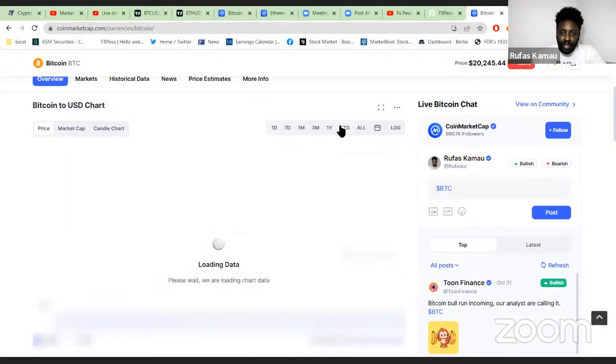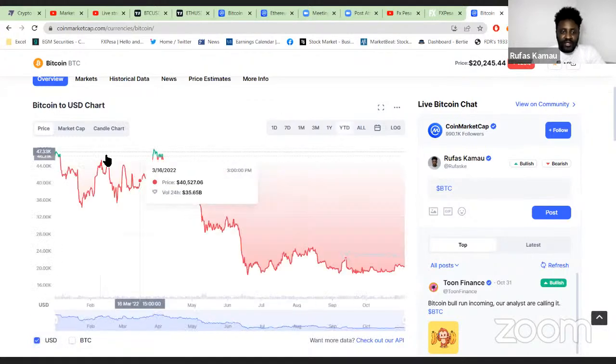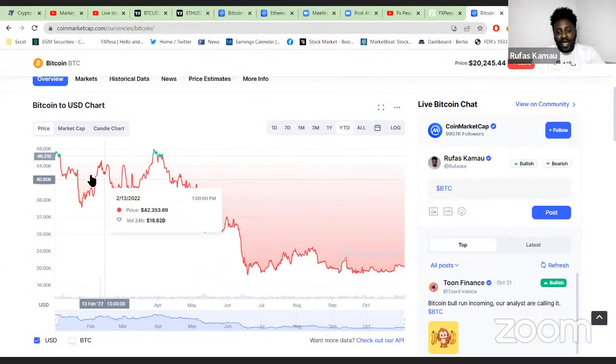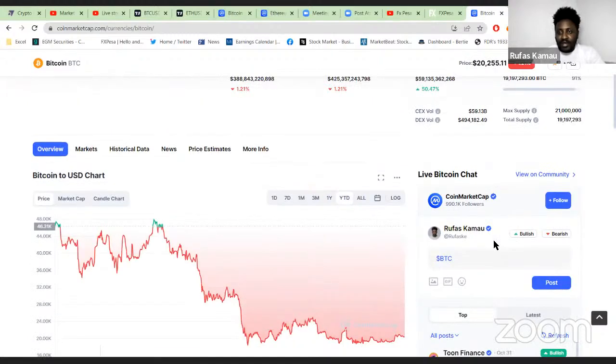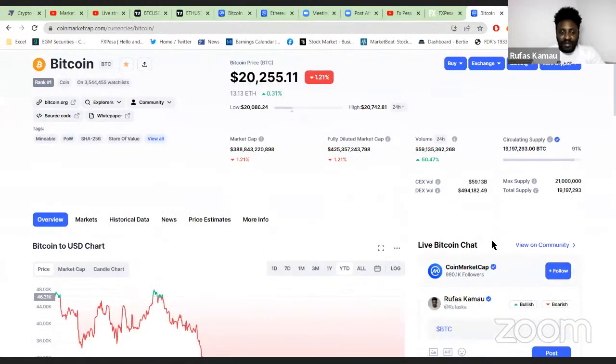So if you look at the performance of Bitcoin year to date, it's relatively bearish since the beginning of the year, which was around 46K. And the current price is around 20K. Then it basically implies that we are down by around 50%.